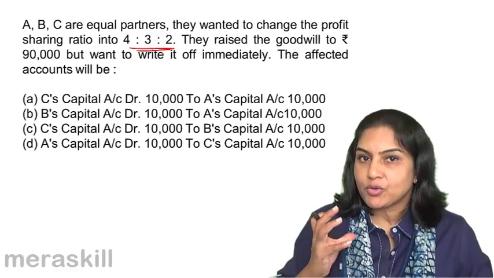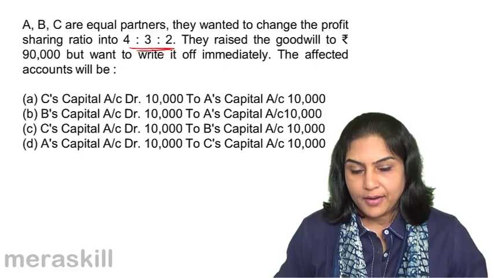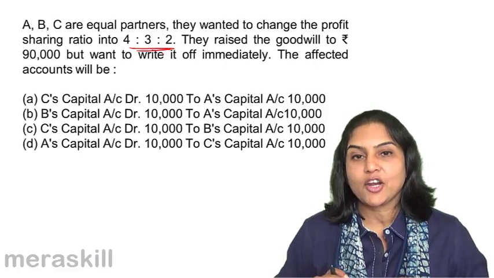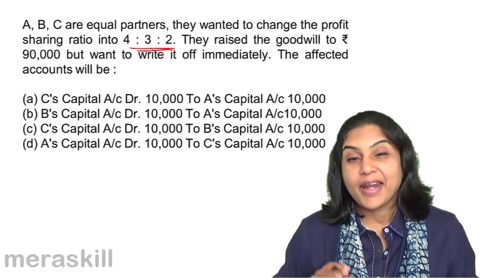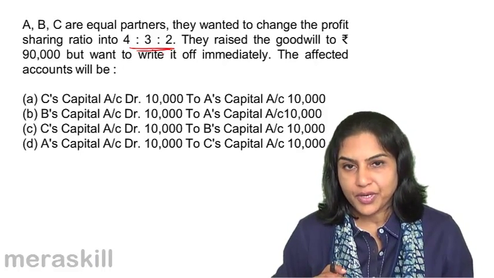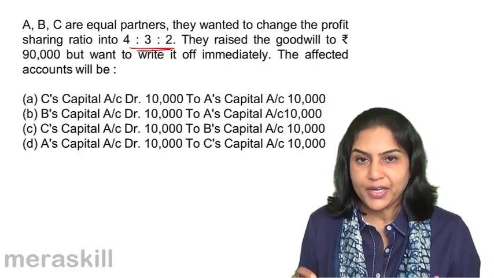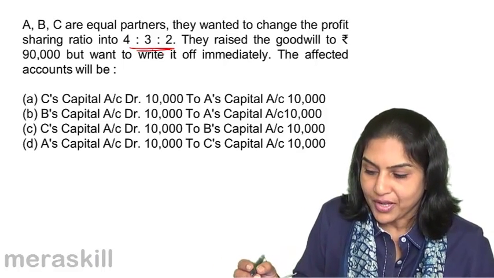When we find out the sacrificing ratio, the same effect can also be given by raising goodwill and writing off goodwill. Raising goodwill and writing off goodwill. What is the meaning of that? We don't usually do it. It is, but I will just explain. Let us just explain with an accounting entry.